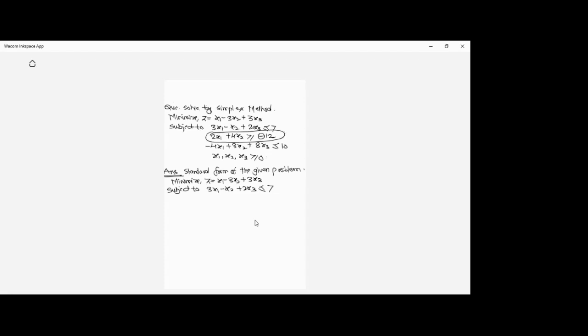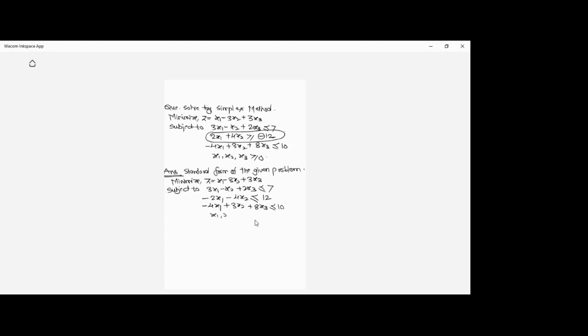Here, how are we going to convert it? We are going to multiply both sides by a minus sign. So minus 2x1 minus 4x2, right? So again the inequality sign will also change. It will be less than or equal to, and here we can write it as 12, right? The third constraint is okay. There is no problem in having a negative sign at the LHS. So minus 4x1 plus 3x2 plus 8x3 less than or equal to 10.